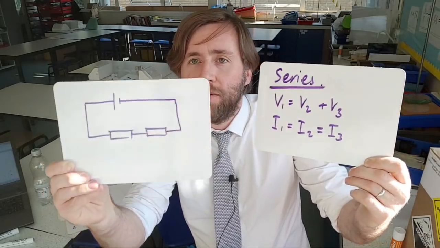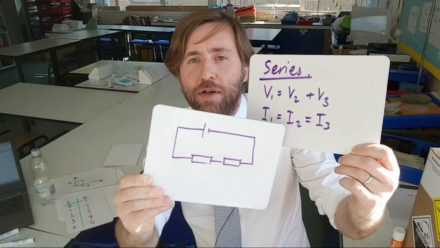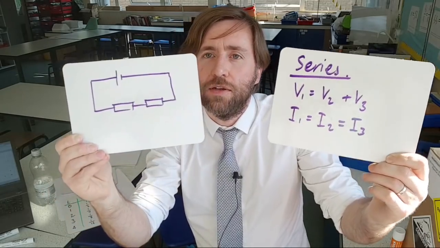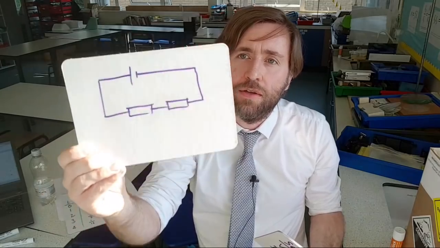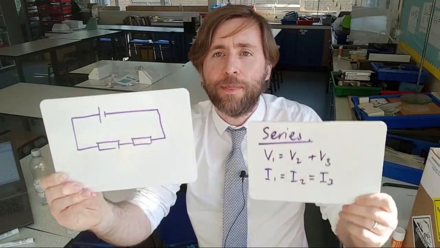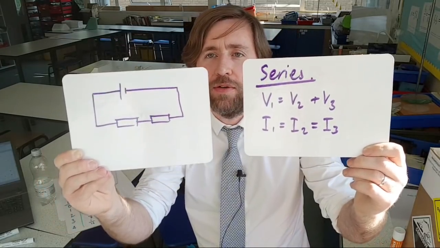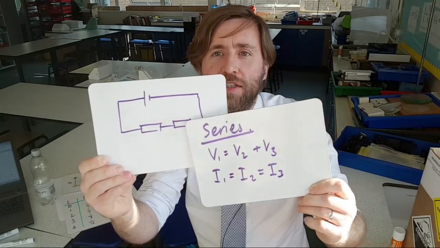The current everywhere in a series loop is the same. I1 equals I2 equals I3. So they could tell you the current somewhere and you'd know that was the same elsewhere. Easy peasy.